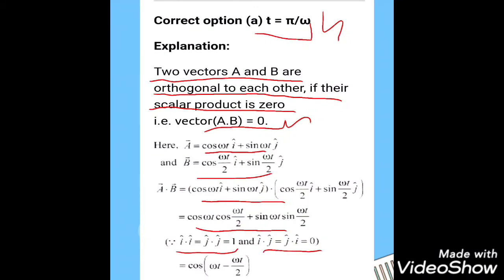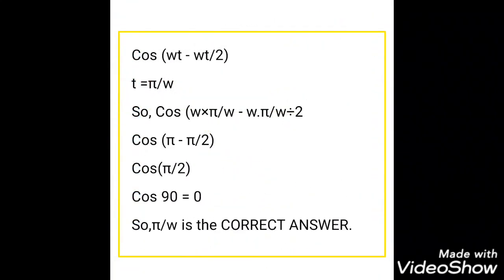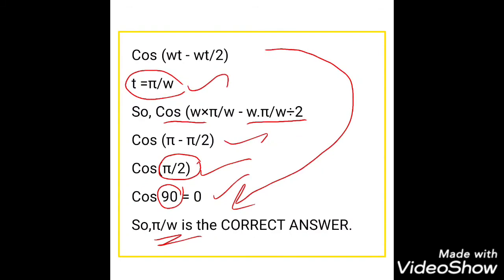So you are getting cos(ωt − ωt/2). Suppose you substitute t = π/ω, then you will get cos 90° = 0. That means cos(ω·π/ω) minus cos(ω·π/ω divided by 2). If we simplify, cos(π − π/2) means cos(π/2), which is nothing but 90 degrees. So cos 90 means 0. So π/ω is the correct answer. So we are justifying it.